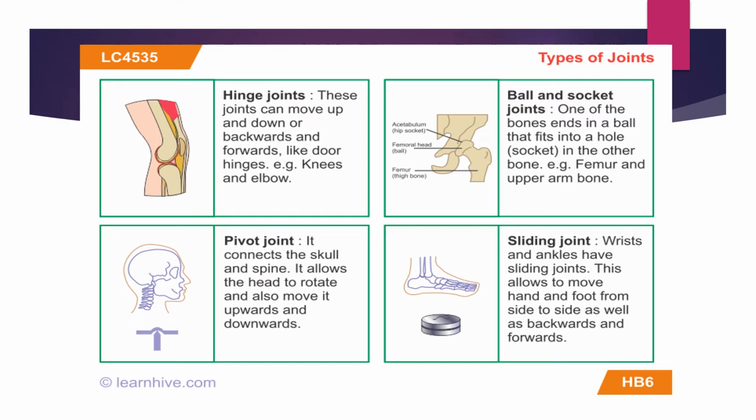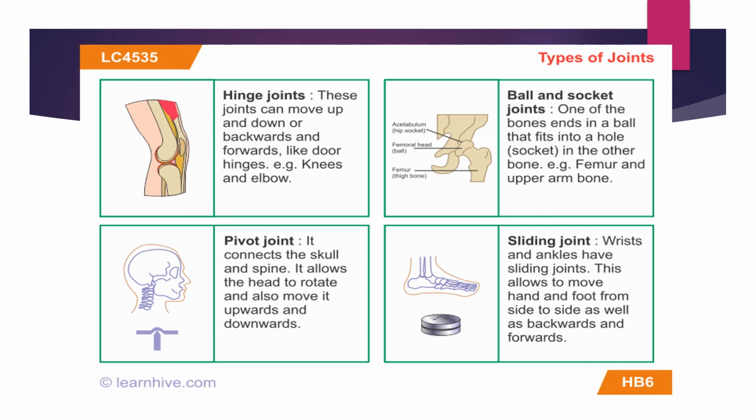Next is the ball and socket joint. This is the only type of joint out of all the 3 which shows the maximum movement in every direction. It is present in our hips and shoulder area. What happens in a ball and socket joint is that one of the bones ends in a ball that fits into a hole or a socket-like structure in another bone.